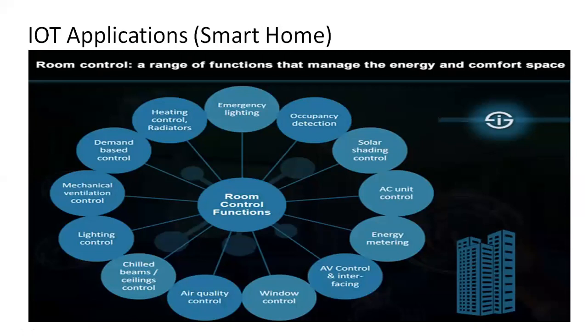Okay, as you see, a room control has a range of functions that manage the energy as well as the comfort space. Our main focus is to make your room or your home more comfortable, as well as to save energy. A good energy-saving example is your AC. Sometimes when we are out of our home or room, we forget to shut down the AC, and this consumes energy. So IoT helps us to automate these things, and the sensor senses any kind of movement in your room. If there is no movement, then the sensor automatically closes your AC.